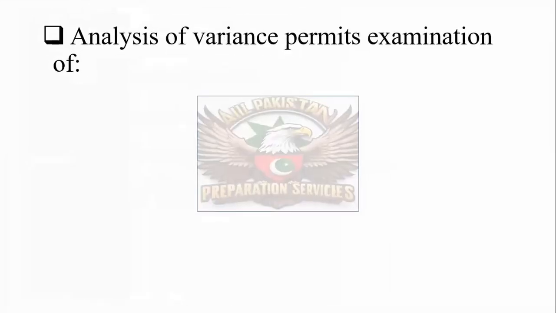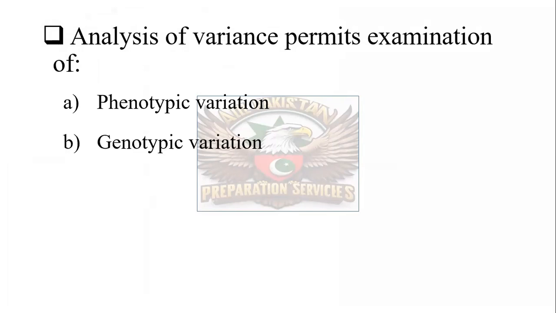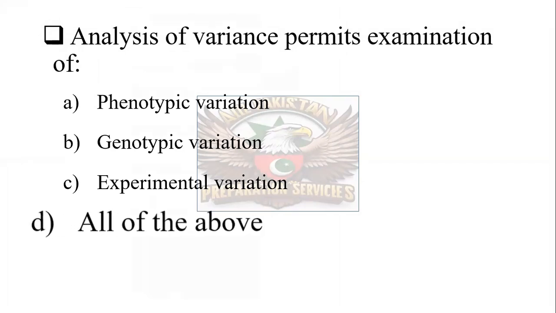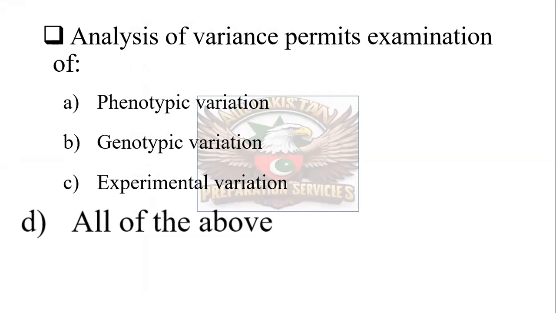Next question is that analysis of variance permits examination of phenotypic variance, genotypic variation, experimental variation, or all of the above, and the correct one is all of the above. Analysis of variance permits examination of phenotypic variance, genotypic variation, and experimental variation. All 3 factors are responsible for the analysis of variance that permits examination.